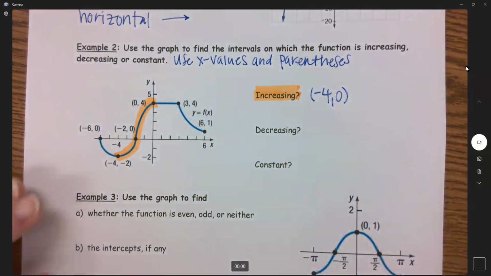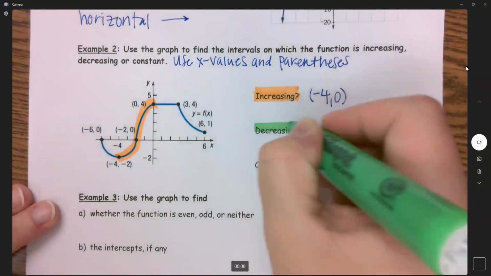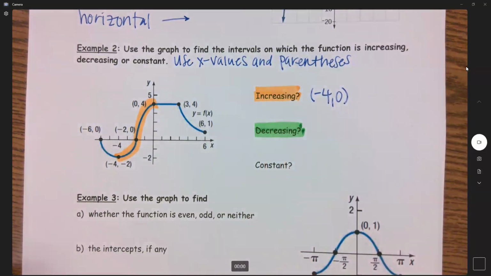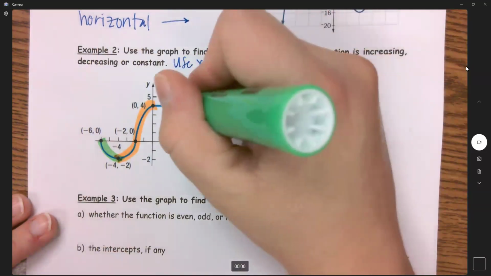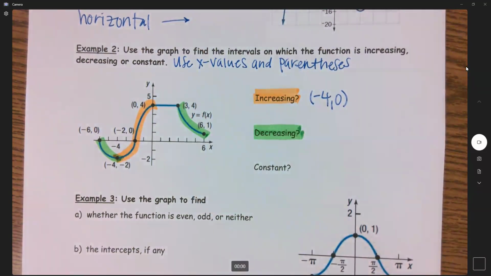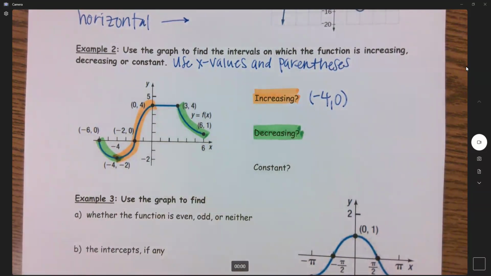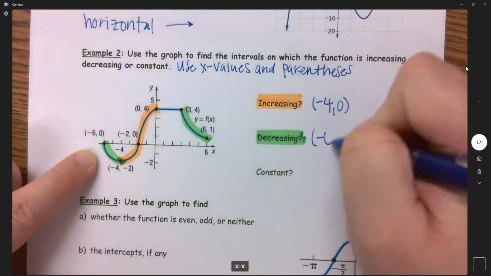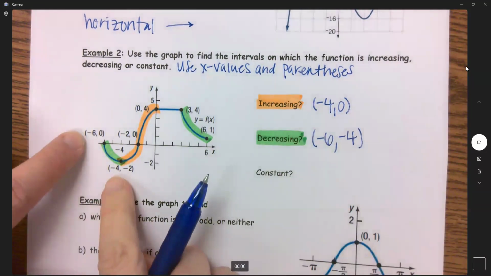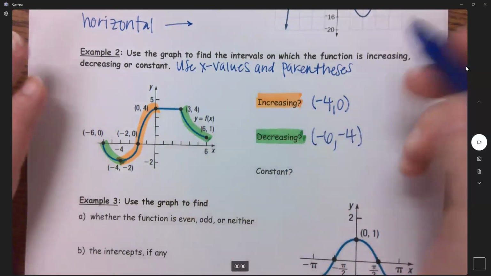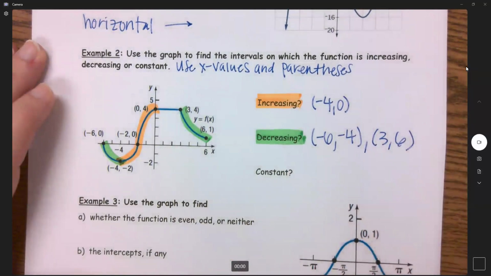Okay, so now where is this decreasing? I'm going to give you a minute to find it. How many intervals do we have decreasing? Hopefully you said 2 and we're able to find these 2. As you're going from left to right, these are falling and their y values are getting smaller. So this one is from -6 to -4 because we're looking at those x values here. And then this one is from 3 to 6. I don't need the union there.